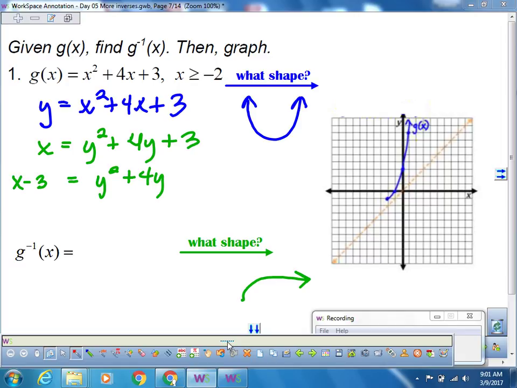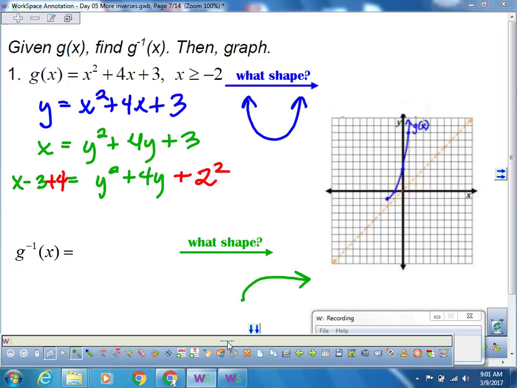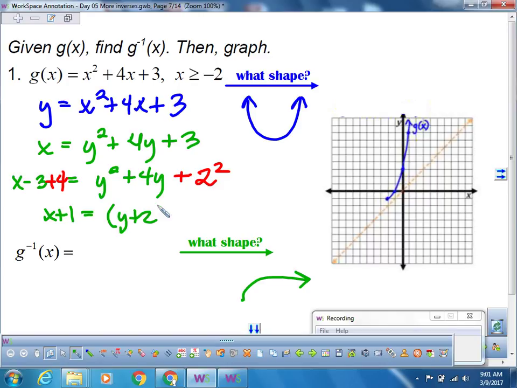We have to complete the square. So what makes this a perfect square? 2 squared, which is 4. And since I added something to that side, it's uneven, so I have to add to the other side as well. So now we're left with x plus 1 equals y plus 2 squared. And we need to square root it.